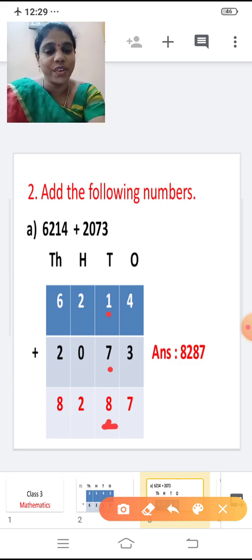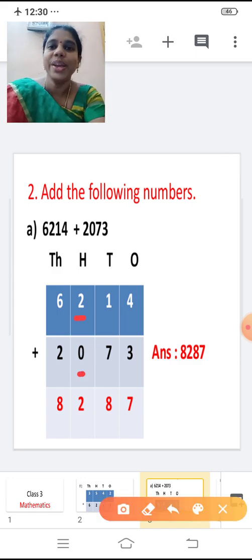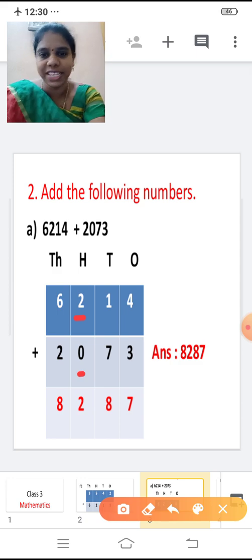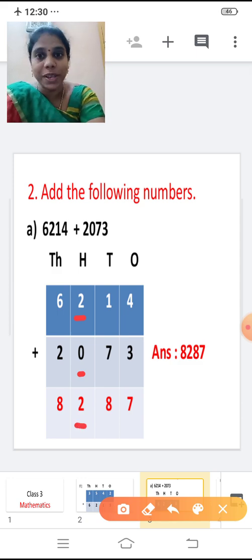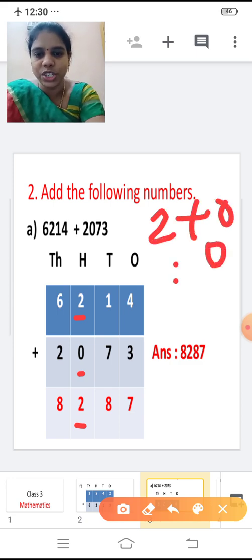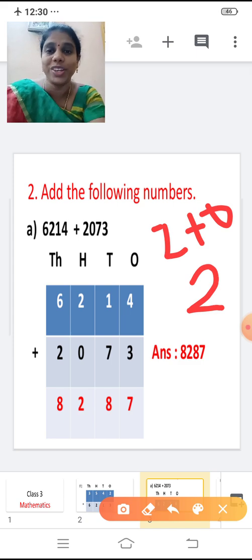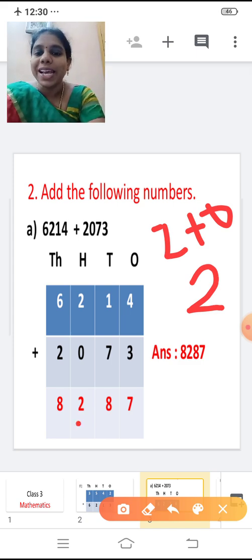Next, move on to the hundreds place. 2 and 0. You are going to add 2 plus 0. When you add 0 to any number, the number remains the same. So, write 2 below. Sorry, 2 plus 0 is 2. So, write 2 below.